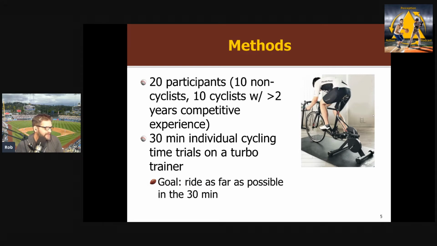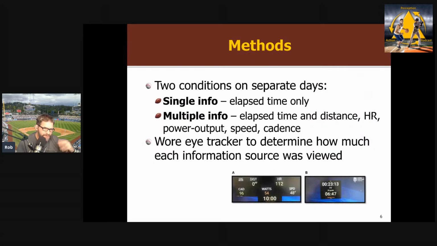So that was what they did. On separate days, which is counterbalanced, they had one condition, which is shown in condition B down in the bottom there, where all they're shown is the amount of time that has elapsed, right? So they know when it's getting close to 30 minutes and it's going to run up. So they're only showing the last time.